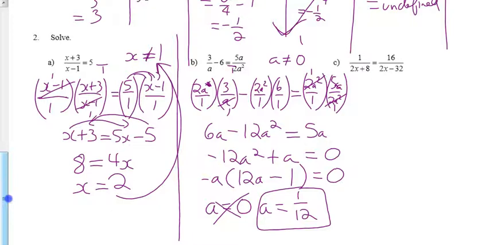We get a equals 1/12, a equals 0. We cross off the 0, say it can't be, that's the restriction, and circle or box the other one and say, here's your answer. Okay, any questions?